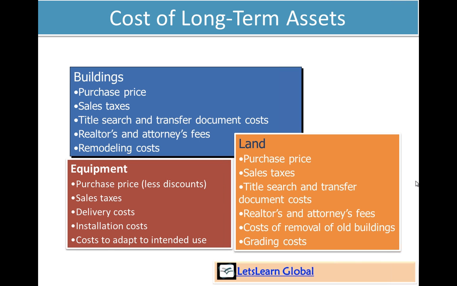If you remember these bullet points, you will be able to answer a question. There will not be any numbers, or there may be a few small numbers: purchase price is this much, sales tax is this much, grading cost is this much, and one more cost is given which is out of this syllabus. So you'll have to know the bullet points very clearly, what is to be included in each kind of asset.